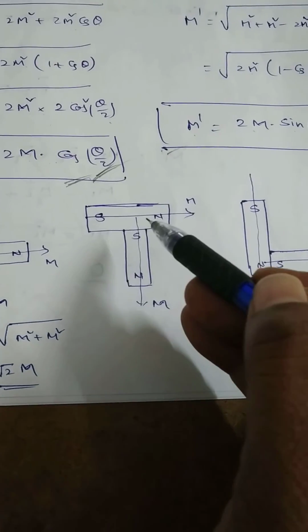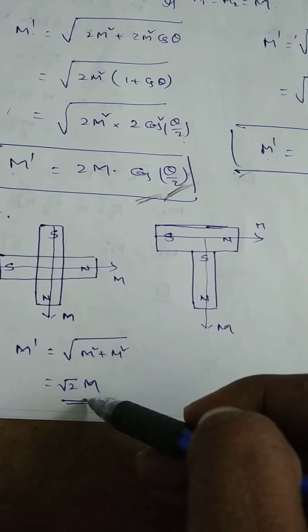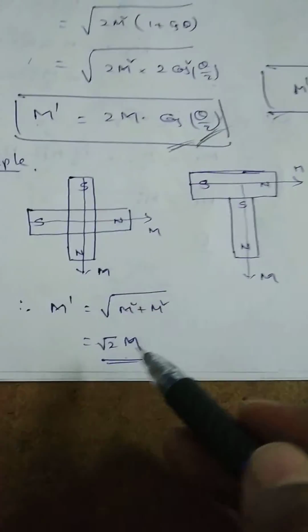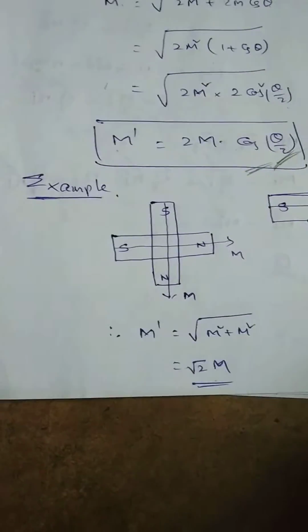Here also, M and M, the angle between them is 90, and the resultant is also root 2 M. Here also, M and M, the angle between them is 90, and the resultant is also equal to root 2 into M. This one is very important. Next, one more example.